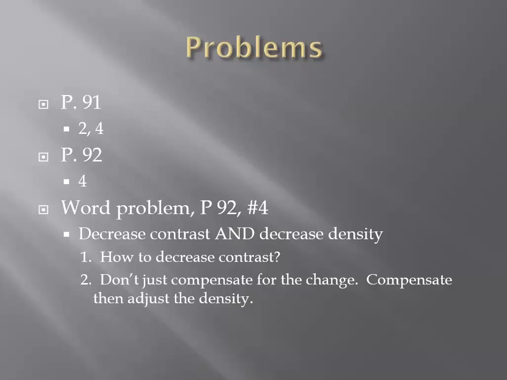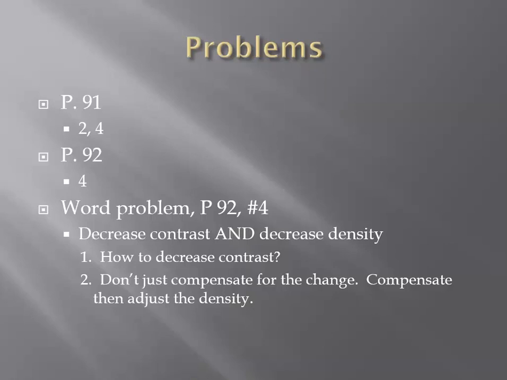So we're going to increase our kVp to 86, and that's going to give us an increase in exposure, but we want to maintain exposure. Cut your mAs in half. Your mAs should be 14. So now we're going to flip over to page 92, and we're going to look at problem number 4.